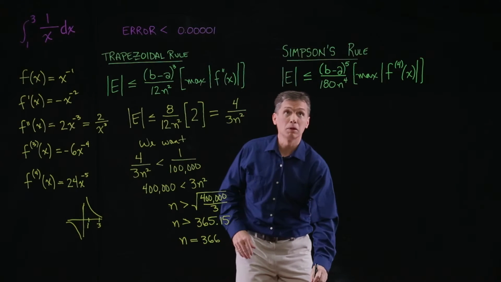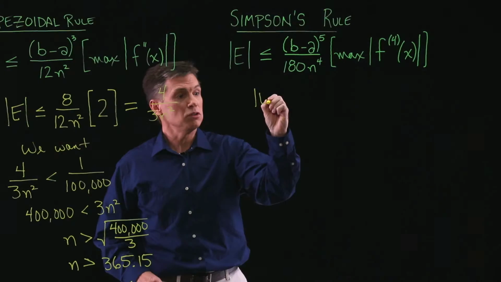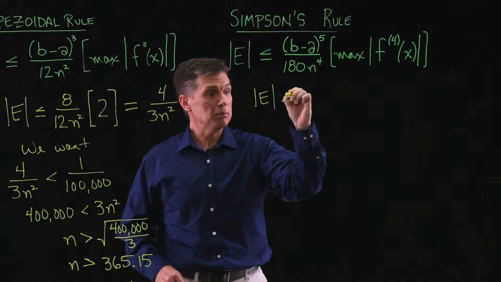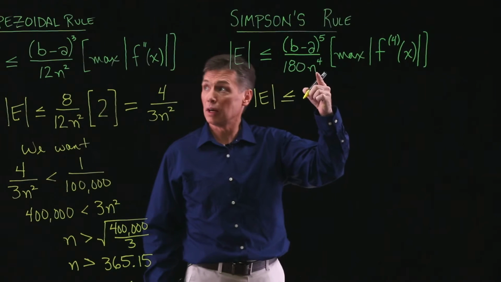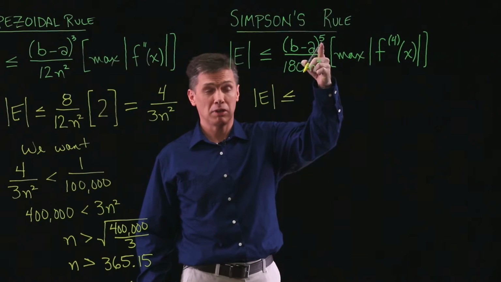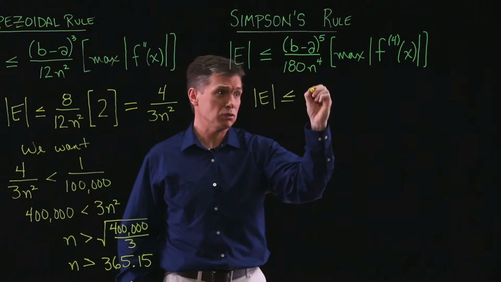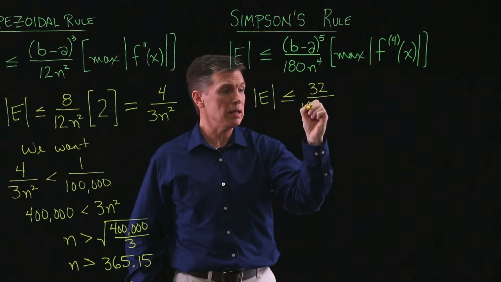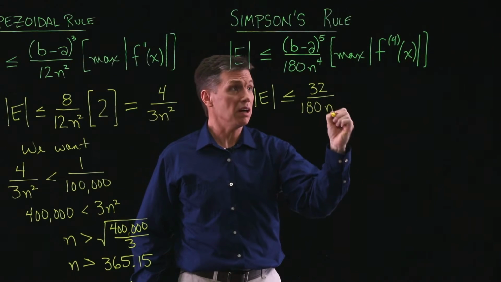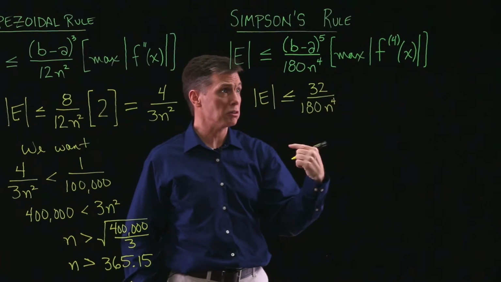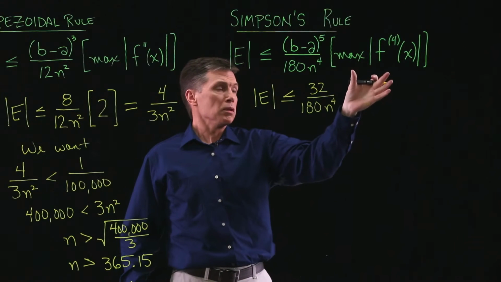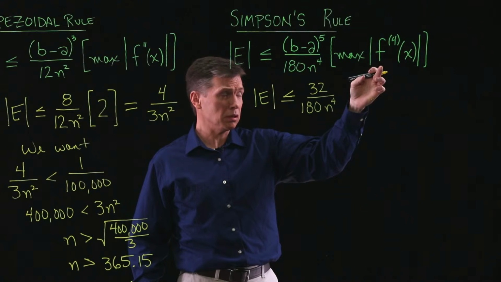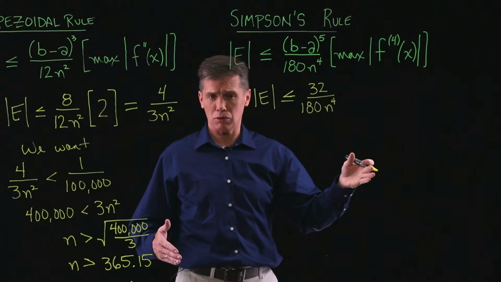I am now looking for the error margin using this formula. And I'll apply my particulars. B minus A is still 2, this time raised to the 5th power, so that's 32 divided by 180 times an unknown n to the 4th power. That's what I got to figure out. The maximum value of the 4th derivative of the function when x is trapped between 1 and 3.